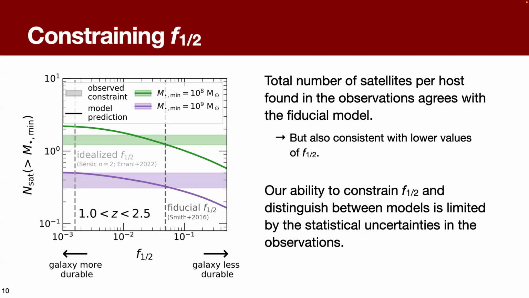But there is a lot of data out there, and so this puts us in a pretty good position. This whole week I've been working with Ren to try to expand the observational sample of satellite galaxies that we have. And with that expanded sample, we'll hopefully be able to hammer down on these statistical error bars in the observations. And then we'll be able to use this framework to provide real meaningful constraints on F1 half and its galaxy durability.